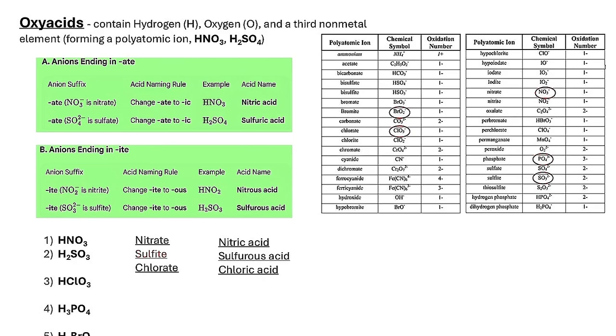How about this one? PO4. PO4 is phosphate. And since we are involving phosphorus, instead of ATE it must be changed into IC. Instead of phospic acid, it will be phosphoric acid. So you're going to add the OR of the phosphorus. Okay? So phosphoric acid. This is only true for sulfur and also phosphorus.